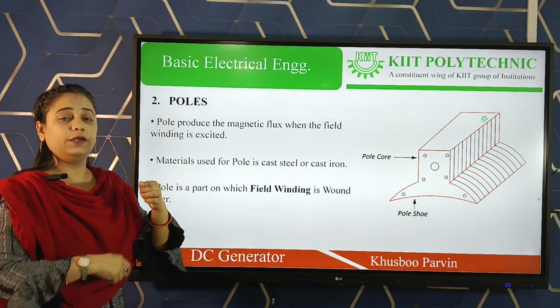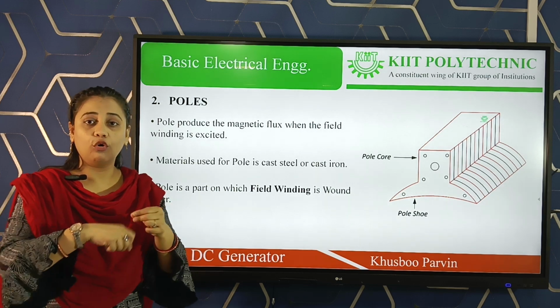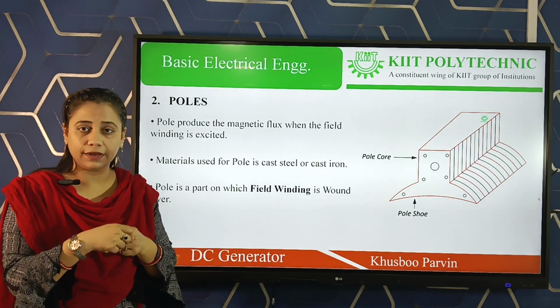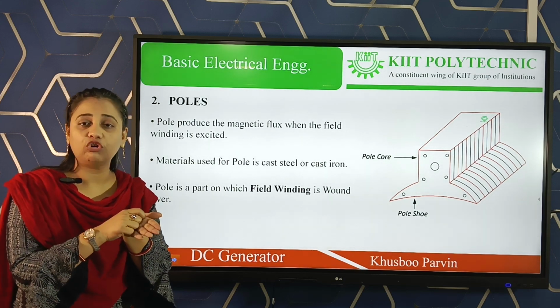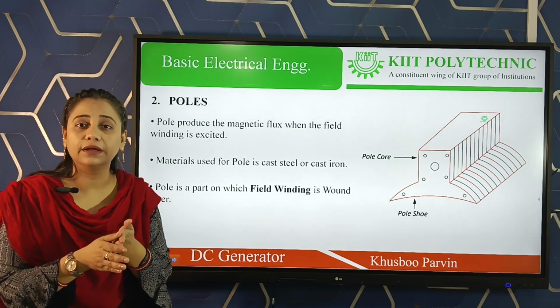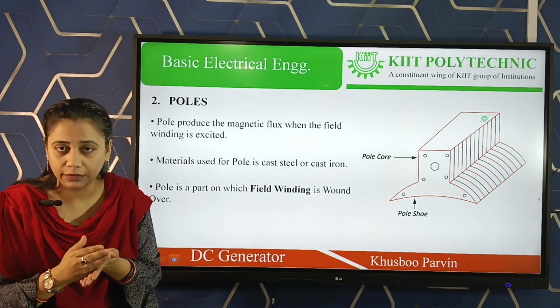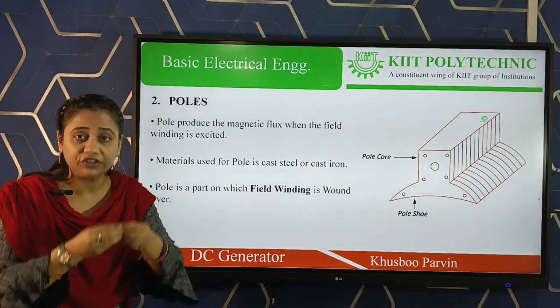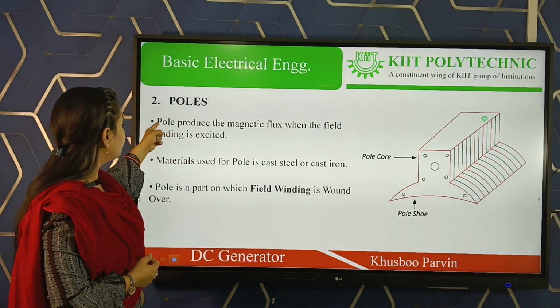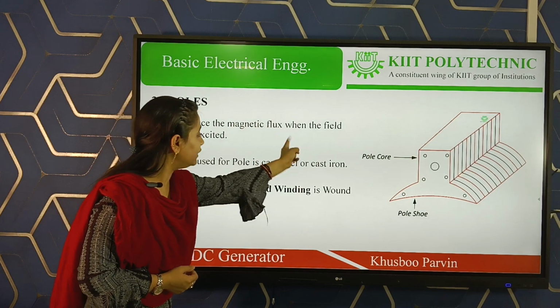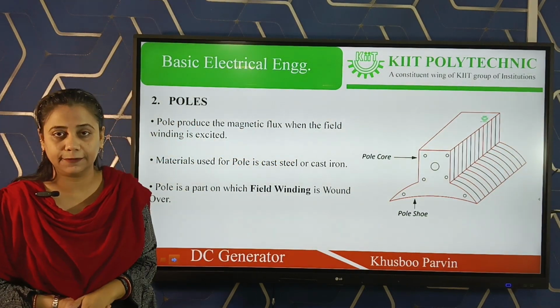Means if we wrap a coil over a normal iron bar and when the current passes through that coil, that iron bar is converted into a temporary magnet. As a result, it will create a magnetic flux. So here you can see the pole provides the magnetic flux when the field winding is excited.